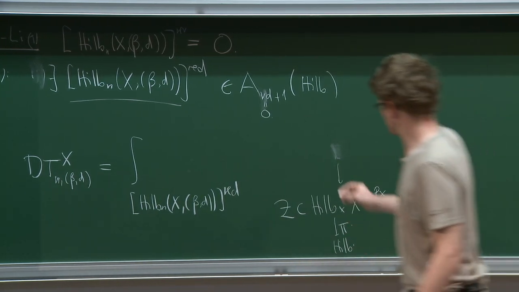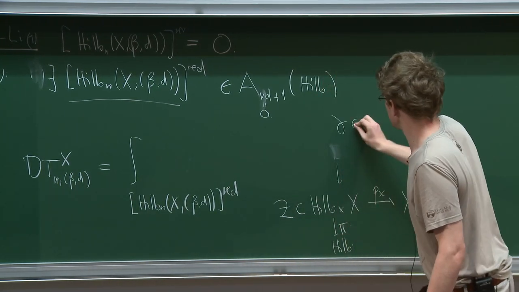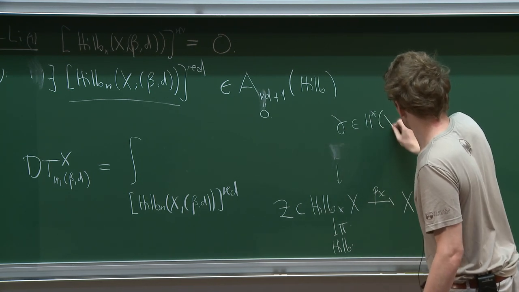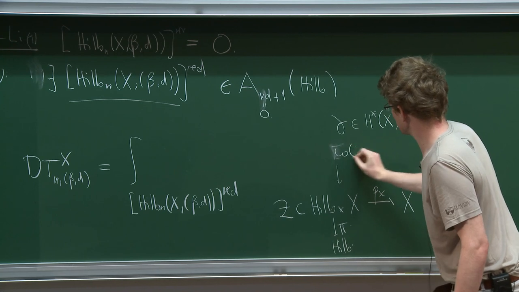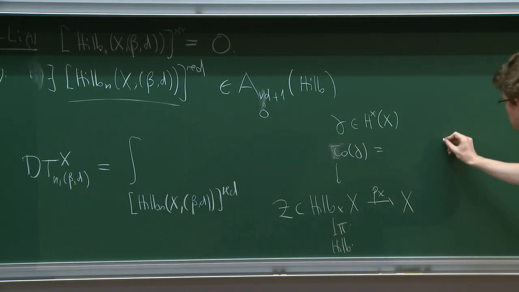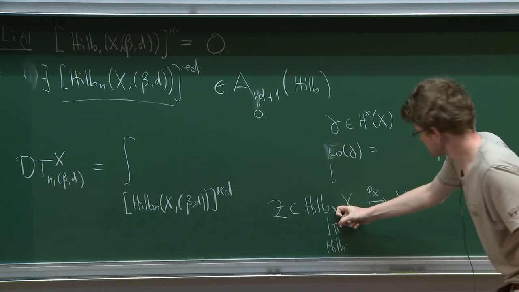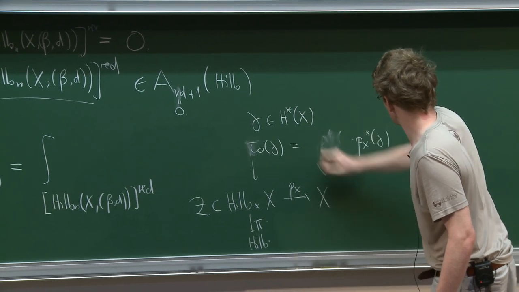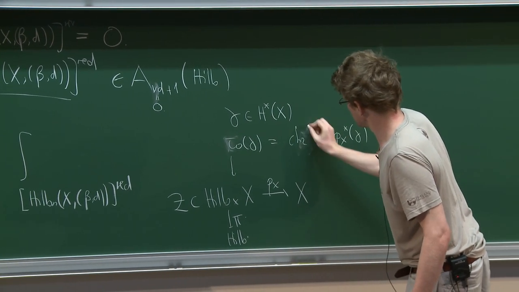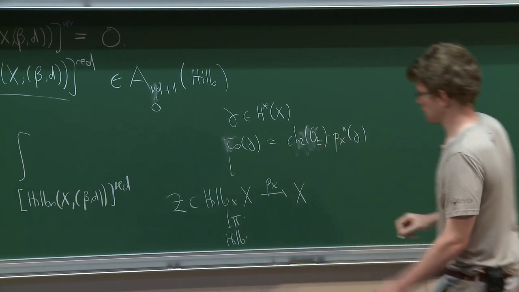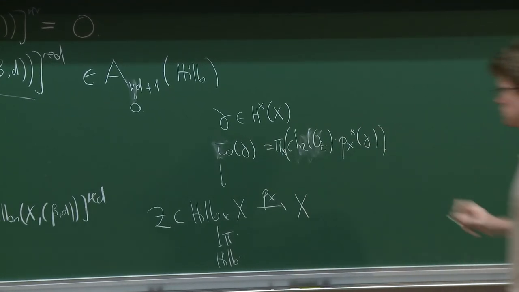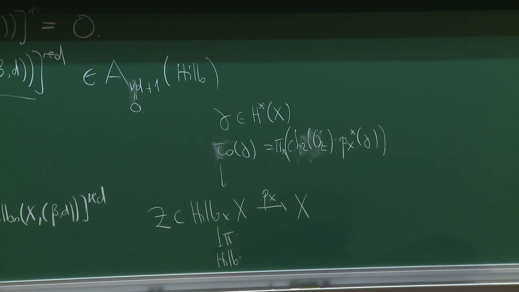And what you do is you pick a class gamma in the cohomology of your X, and then you define this insertion tau zero of gamma, which is just given by pulling back this class by the projection to this thing, taking the cup product with the Chern two of the structure sheaf, and then pushing it forward to the Hilbert scheme. Okay.